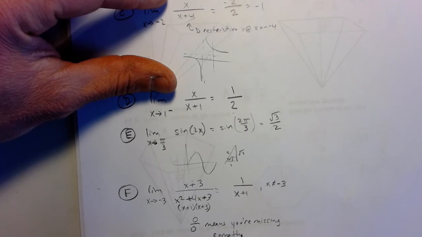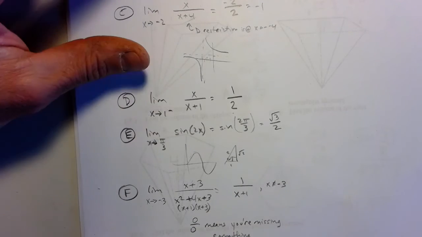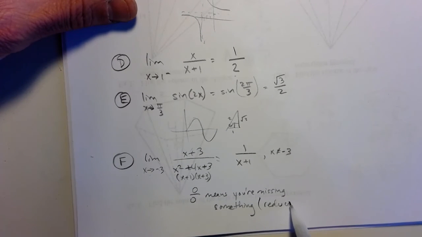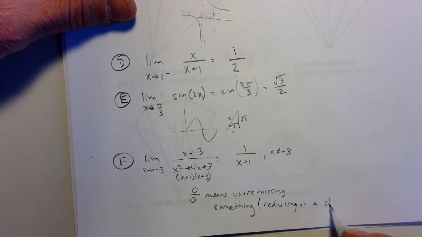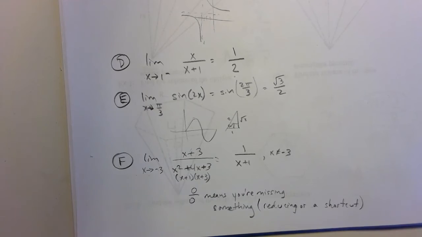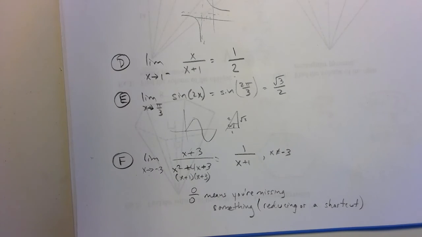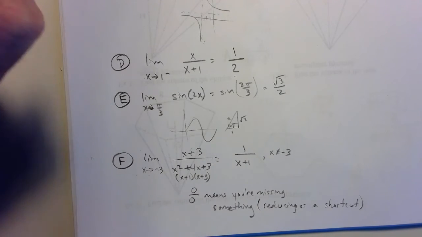What do we mean by you're missing something? That means there's got to be some kind of trick to do it, some reducing. Right? So reducing or a shortcut, because there's going to be some that have shortcuts. And you just use that shortcut, and I can figure it out for you. Okay, and if we plugged in this at the beginning, I would have gotten 0 on top, 0 on the bottom, 0 over 0, right? That's the sign that, hey, there's more than meets the eye.